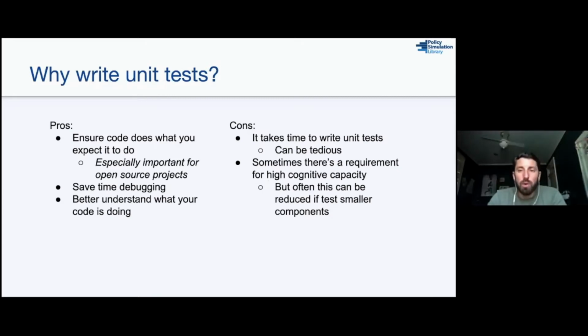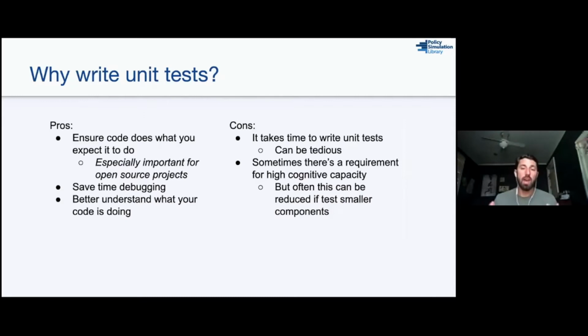All right, so why would we want to write unit tests? So first of all, unit tests are important to ensure that your code does what you expect it to do. That's important for anybody developing software, but it's especially important for those of us who are developing open source software, because we want to encourage collaboration by the broader public, contributions from people in our, say, GitHub repository.